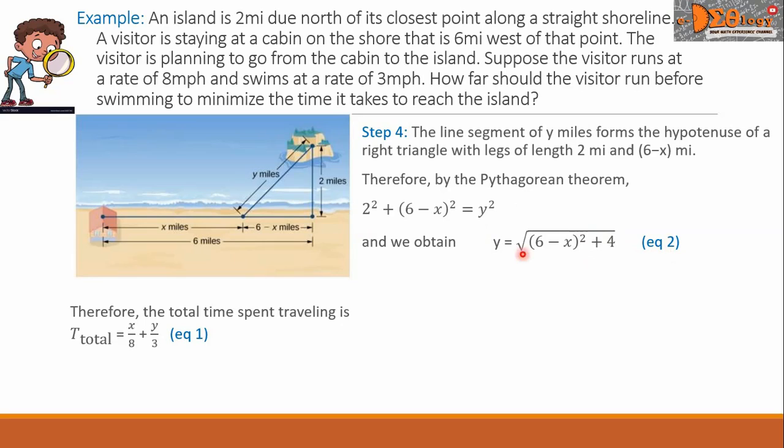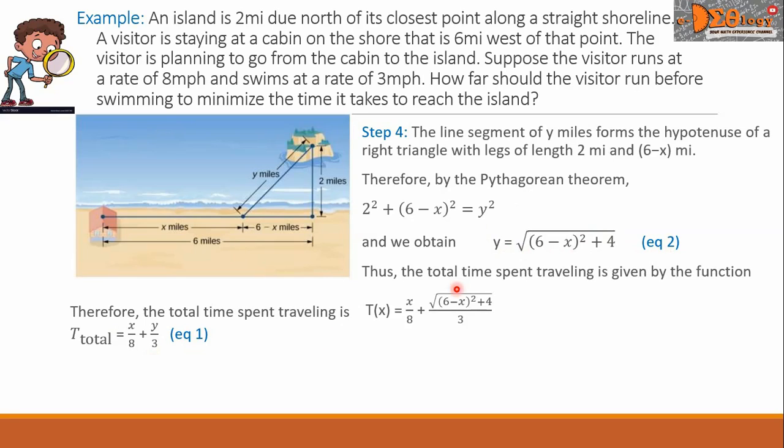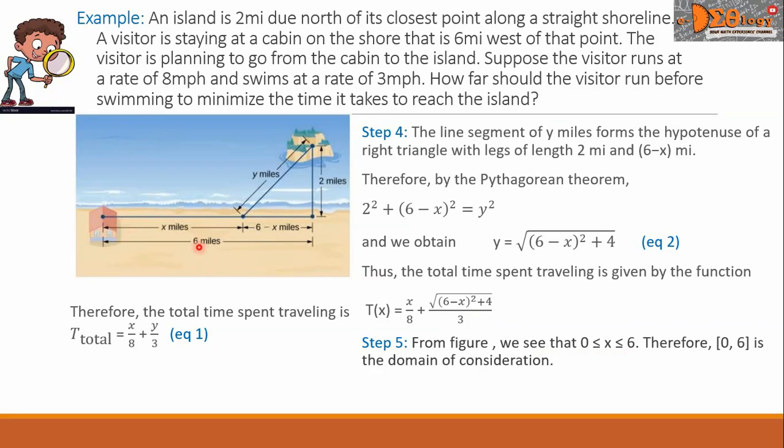We need this value of y in terms of x to substitute in equation 1. So equation 1 now becomes T of x equals x over 8 plus the y here now becomes this big radical, and we write it here, all over 3. Step 5. From the figure here, we can see that x must be between 0 and 6. Therefore, the closed interval 0, 6 is the domain of consideration.